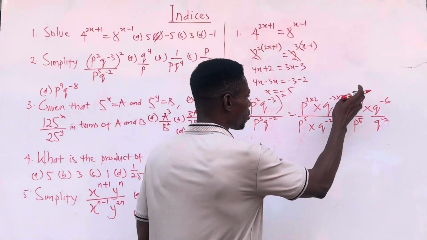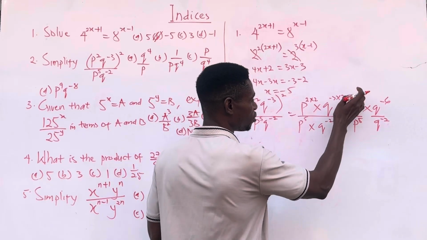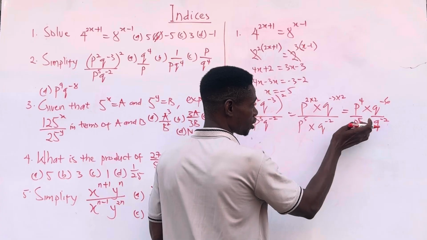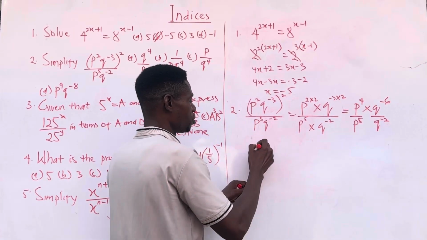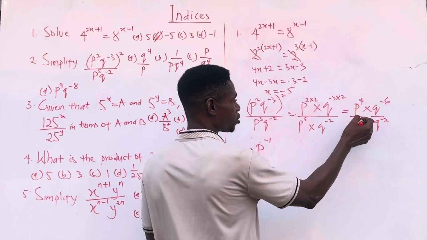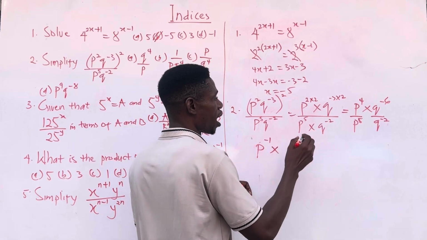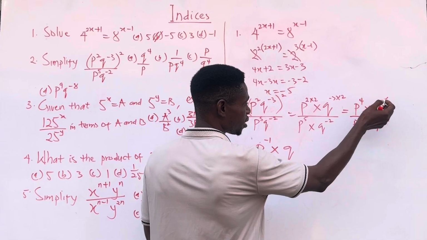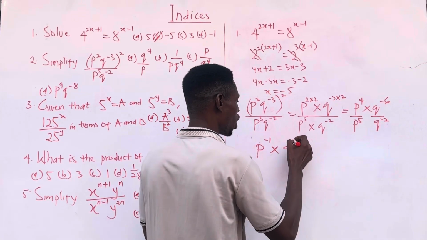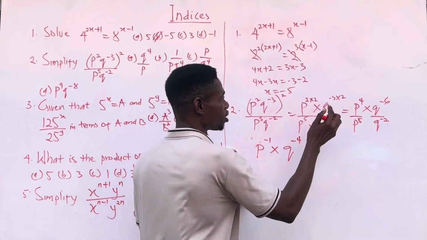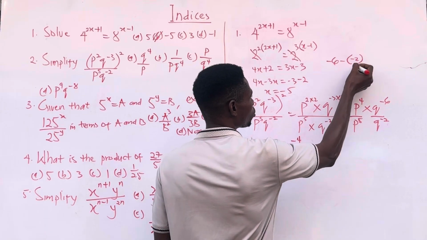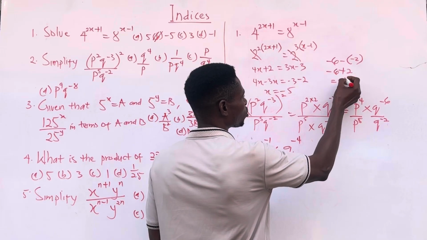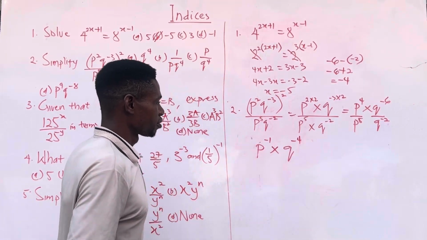Okay, so remember our second law of indices, that division law. When you are dividing the same base, you subtract the powers, that of the denominator from that of the numerator. So from here now we have p raised to the power minus 1, that's 4 minus 5, that's minus 1, and q raised to the power minus 6 minus 2, that will be minus 4. Do you understand? So minus 6 minus minus 2 gives us minus 6 plus 2, and that gives us minus 4.